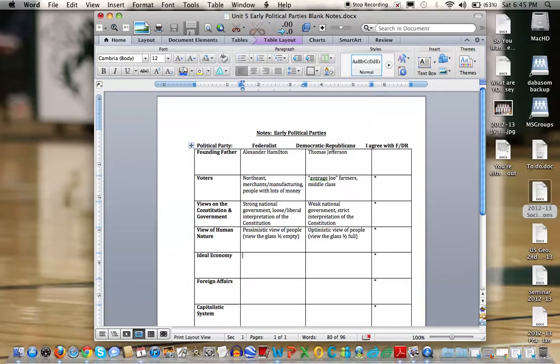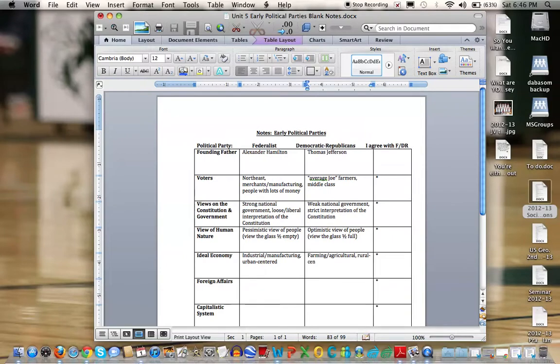The ideal economy. If you are a Federalist, you would believe in an industrial and manufacturing type of economy that really is more urban centered, which means it's very centered in the city. It means that you are a person who believes in factories, in big businesses, in cities, really creating jobs for people. Whereas your Democratic Republicans believe in more of a farming and agricultural, more of a rural or a country-centered economy. More of your local farmers and your small businesses, more people like I guess we would have in Montcalm County.